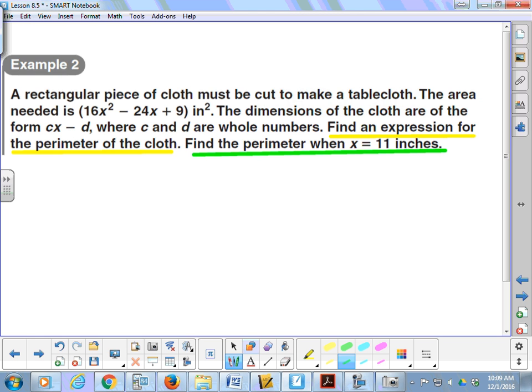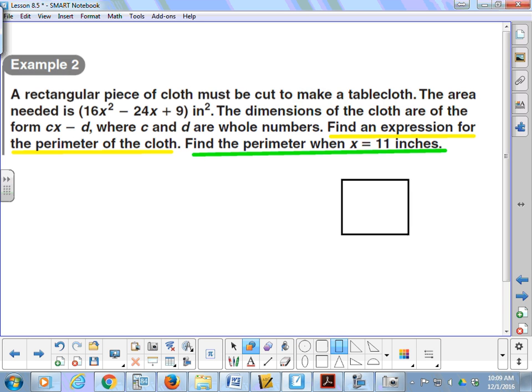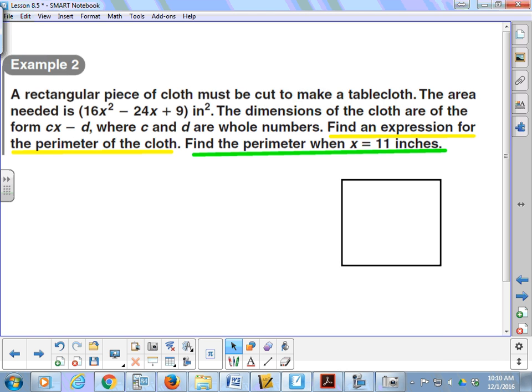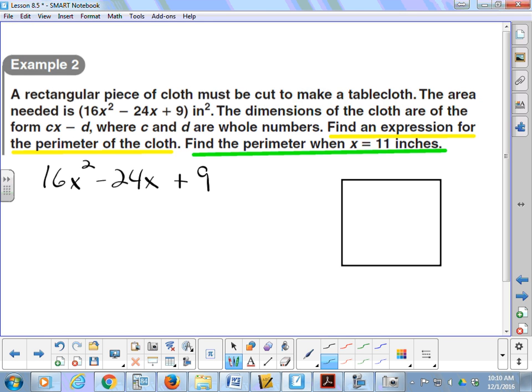So we're talking about a rectangle. All right, here's a rectangle. How do I find the perimeter of a rectangle? We add up the four sides, all the sides. So what we need to know is how long is each side. So I have to take this trinomial and factor it.